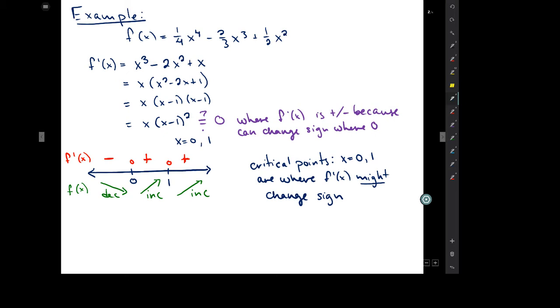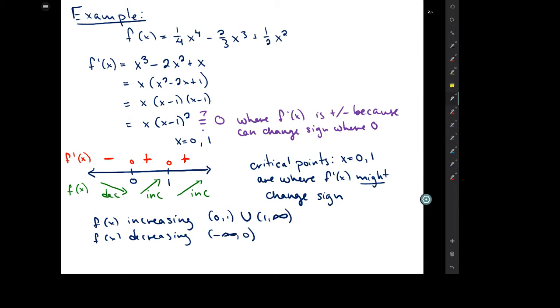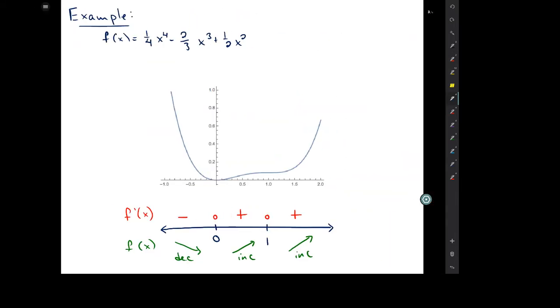So what we know is that f of x is increasing on the intervals from 0 to 1 and from 1 to infinity, and we know that our function is decreasing from minus infinity to 0. Let's look at what this looks like graphically. So there's our function again, and I've graphed it, and I've copied over that sign chart of the derivative and the correspondence between that and the behavior of the function.